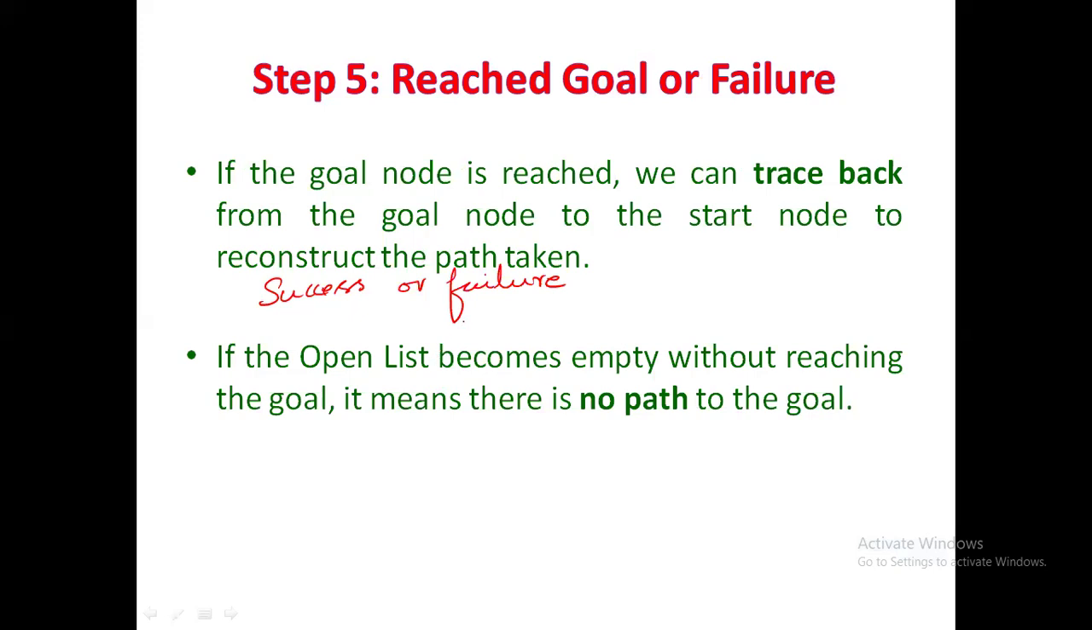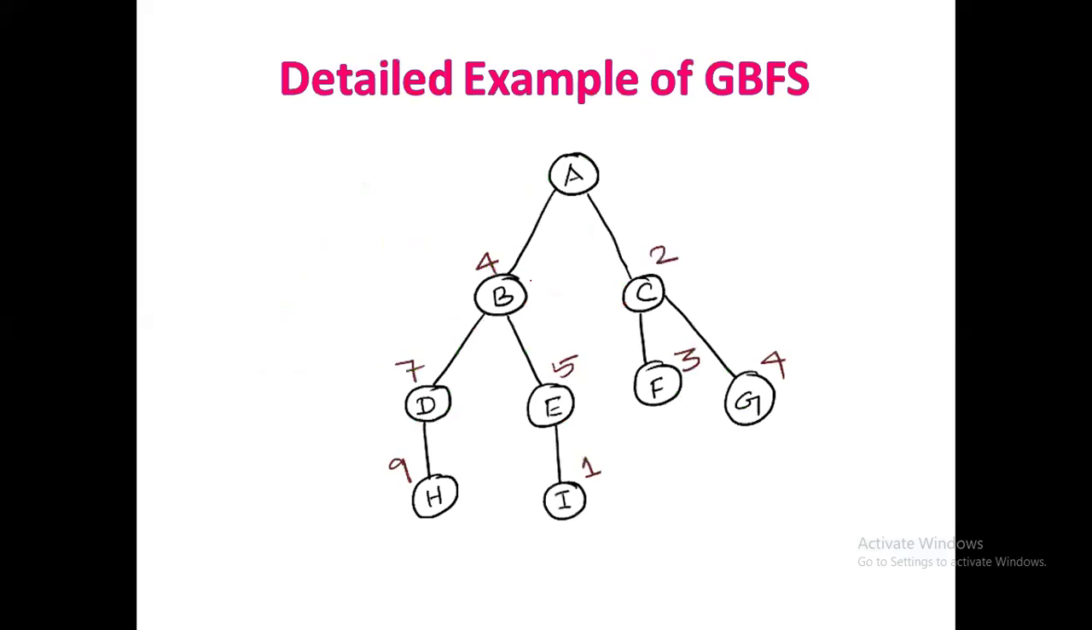This step serves as the conclusion of the search process, determining whether the algorithm has successfully found a path to the goal or whether it has failed to find the path. There are two options only, either success or failure. If it has reached the goal, we call it success. Otherwise, we call it failure. We'll see one example problem.